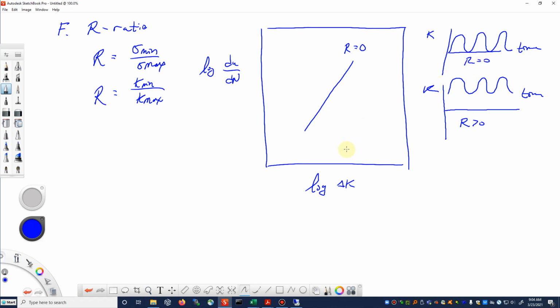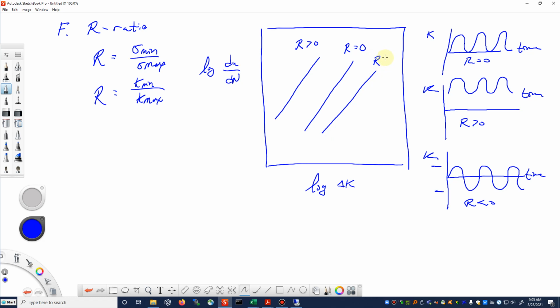And as expected, we would tend to have shorter fatigue lives. And we take a look at R less than 0. And we would tend to have longer fatigue lives if we think of the delta K being this entire range right here. So as we move over this way, we have shorter. As we move over this way, we have longer propagation lives.